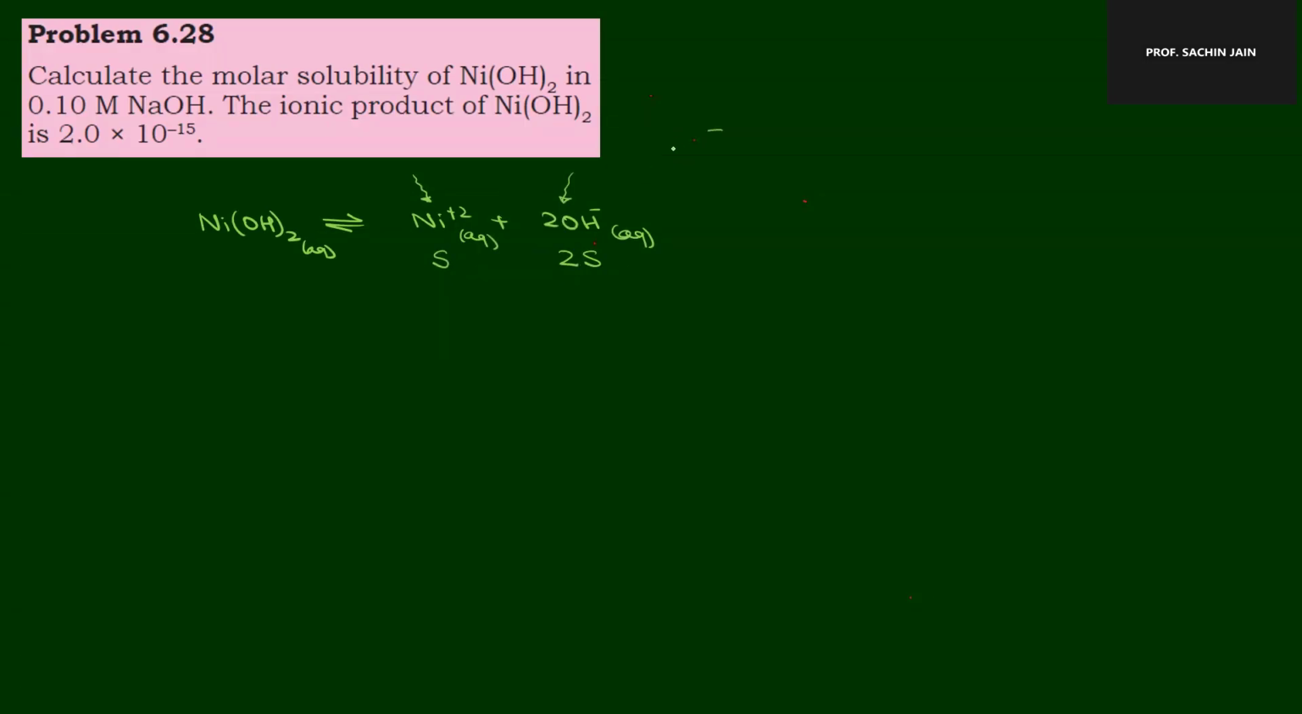But solution में इसके साथ there is 0.1 molar NaOH present. It means that there is 0.1 molar Na plus and 0.1 molar OH minus. So there is 0.1 molar OH minus in addition, which is of course going to be much greater than the OH minus concentration coming from a sparingly soluble salt. So the actual OH minus concentration is not 2S, it will be 2S plus coming from NaOH 0.1.